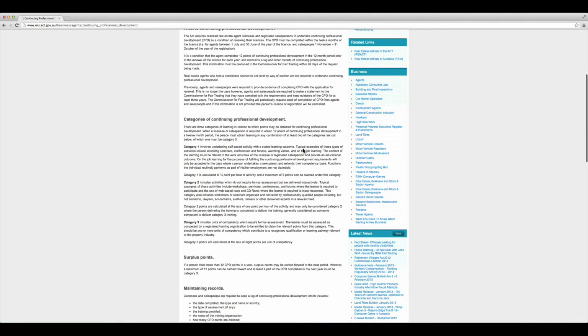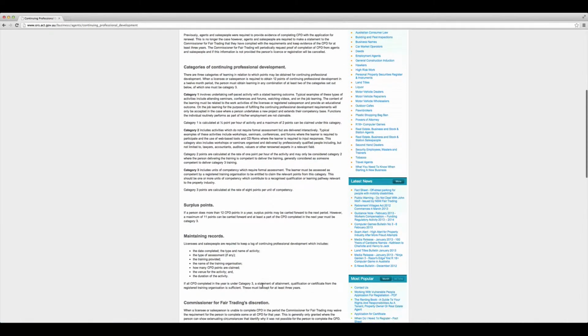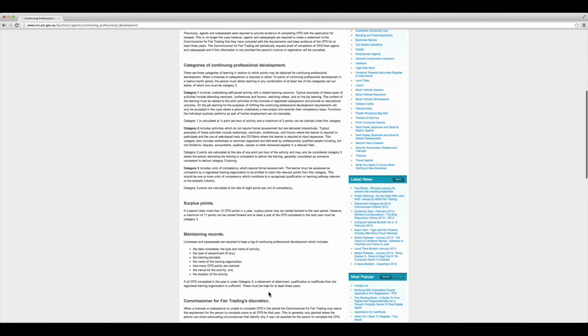Those 12 points must be derived from at least two of these categories, of which number three is mandatory, which requires you to do a unit of competency, which attracts 8 points. You are then required to keep records of all the training that you have done, which can be audited at the Commissioner for Fair Trading's discretion.